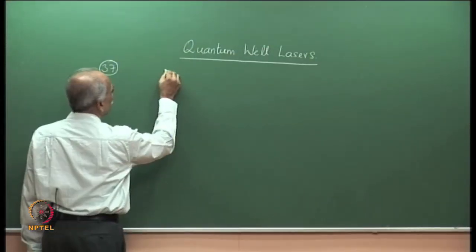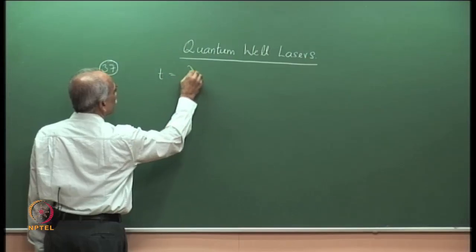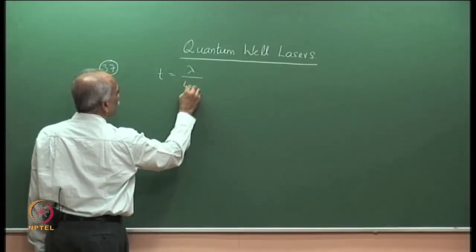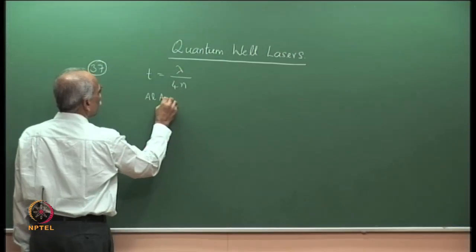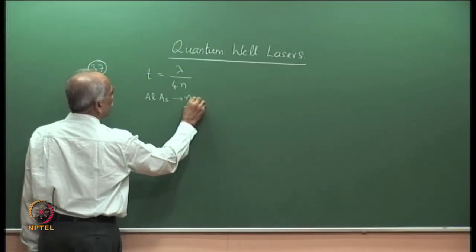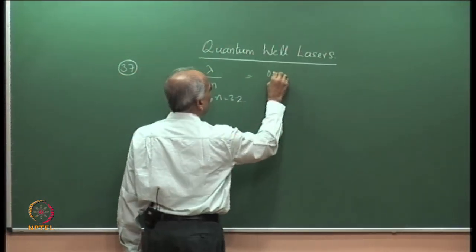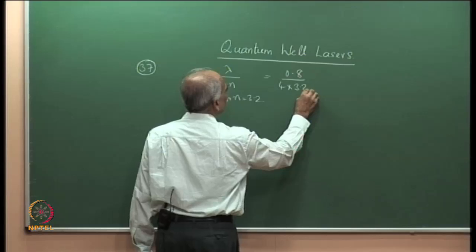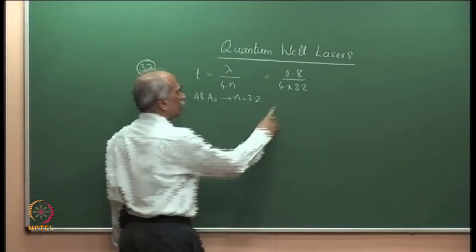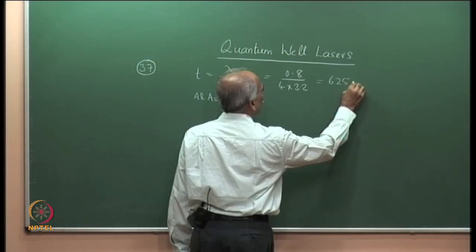calculation error. I was calculating the quarter wave thickness T is equal to lambda divided by 4n for aluminum arsenide. N I had taken as 3.2, and therefore this was 0.8 divided by 4 into 3.2. Up to this it was right, but this is exactly equal to 625 angstroms.